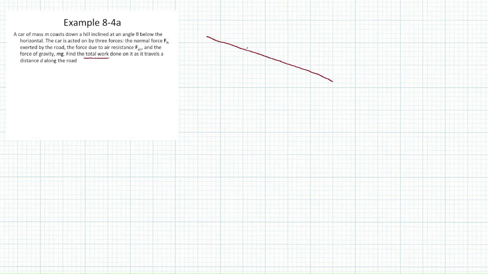So here's our car right here. And in fact, I'm going to make that black wheels, and a red car. Whoops, my pen is a little inaccurate today. Okay, there's a car going down the road.